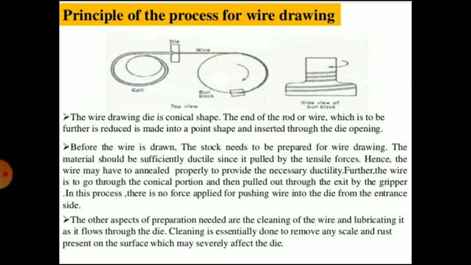So, the principle of the process of wire drawing. The wire drawing die is a conical shape. The end of the rod or wire which is to be further reduced is made into a point shape and inserted through the die opening. Generally it is a cold working process. In this process, the workpiece is pulled through the tapered hole in a die so as to reduce the diameter.